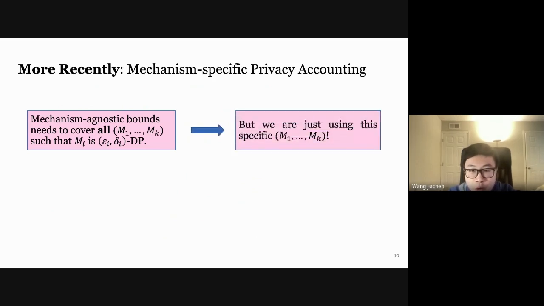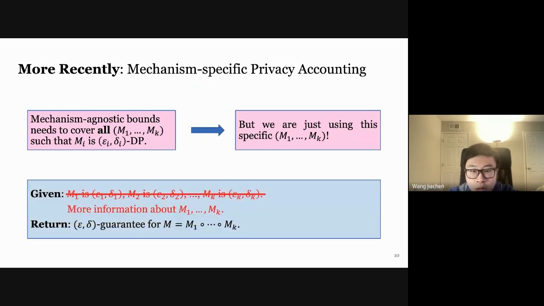But if I know exactly what kind of mechanisms I want to compose, for example, in DPSGD, I know that I am composing a lot of subsampled Gaussian mechanisms, then there might be something we can exploit if we consider a more fine-grained, mechanism-specific analysis. So this is the main idea for the recent development of privacy counting techniques, which make use of more information about the underlying mechanism to be composed.